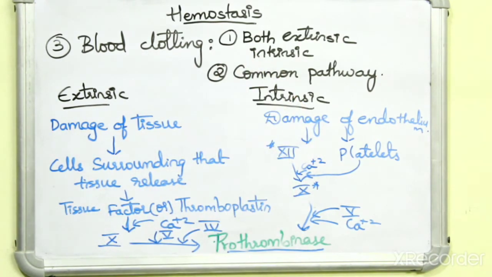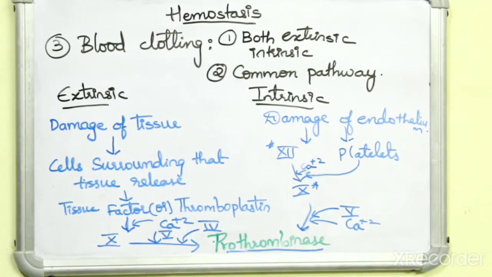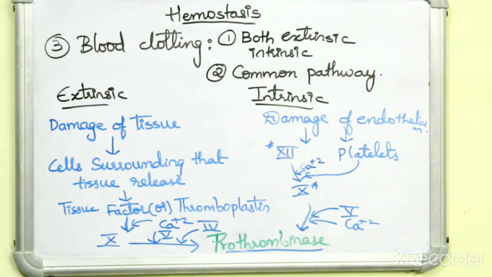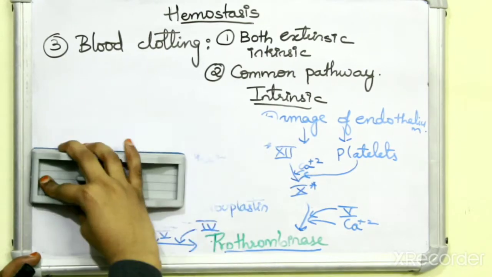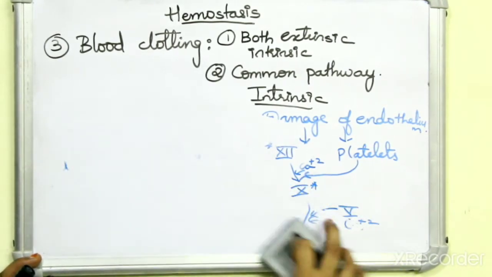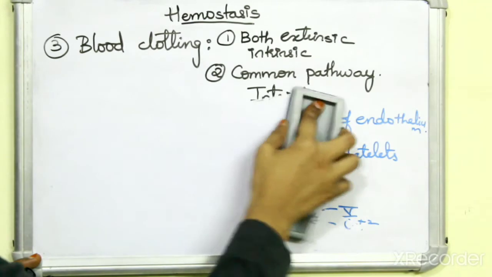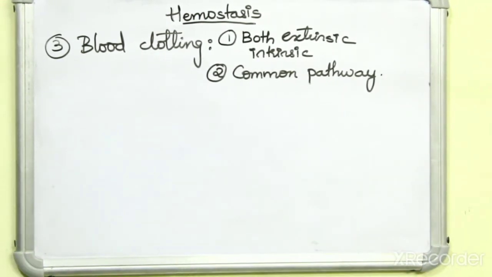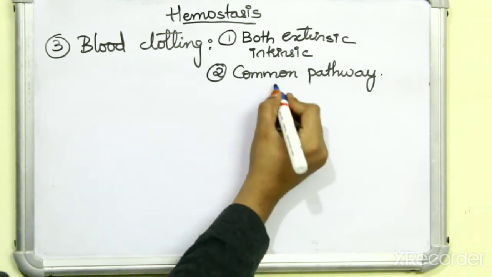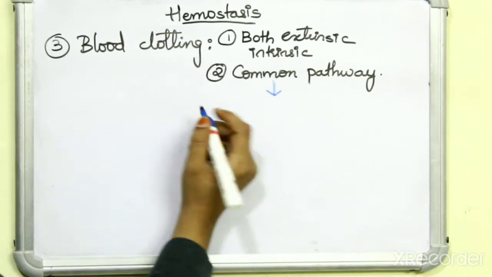Now coming to the second phase, which is the common pathway, prothrombinase is the connecting link between the first phase and the second phase. Let us discuss the second one, that is the common pathway. In the common pathway, there are similar steps for both extrinsic and intrinsic. So let us write about the first enzyme which is synthesized in this phase, that is prothrombinase.